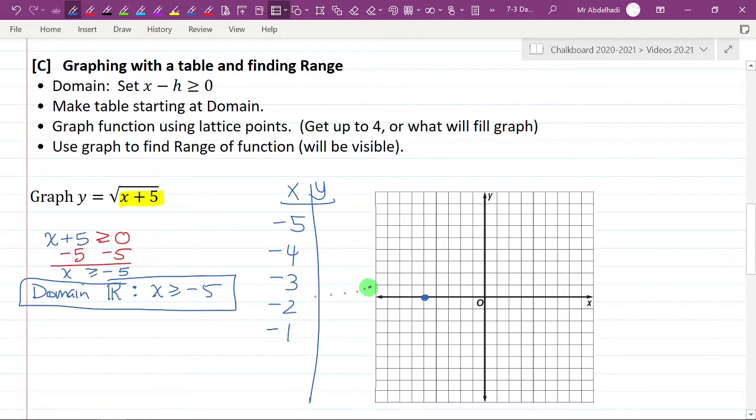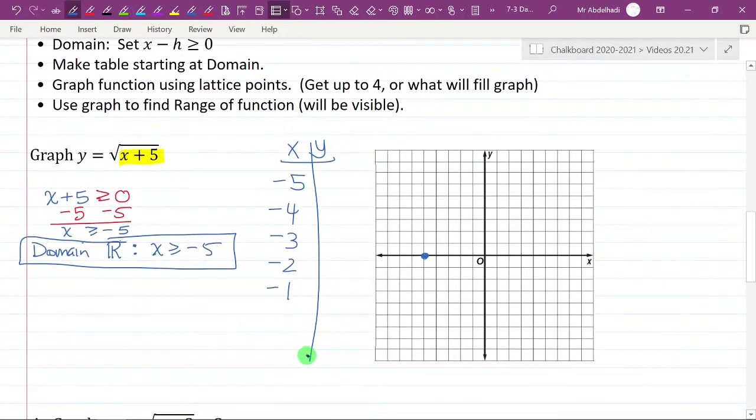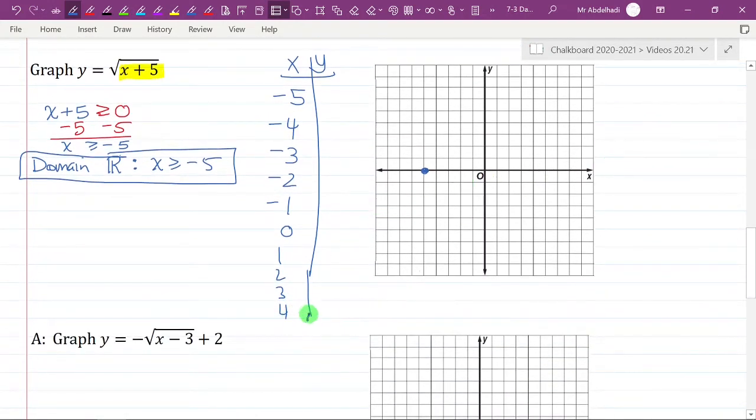Okay? Now, the question is, how far do you need to draw your table? Well, now that you know you're starting at -5, what I advise is write enough numbers to get you to the end of your graph, whatever your graph is. So, -1, 0, 1, 2, 3, 4.